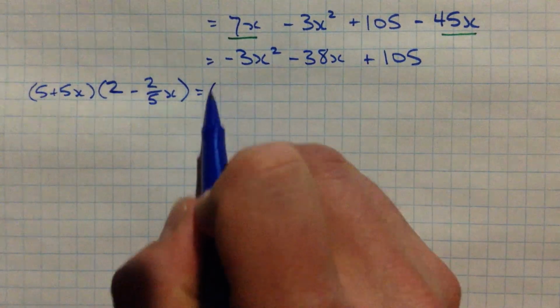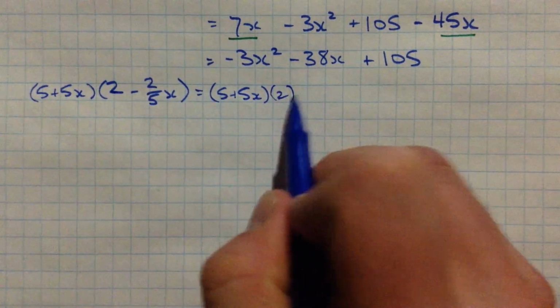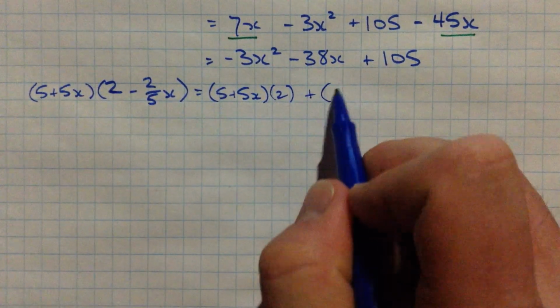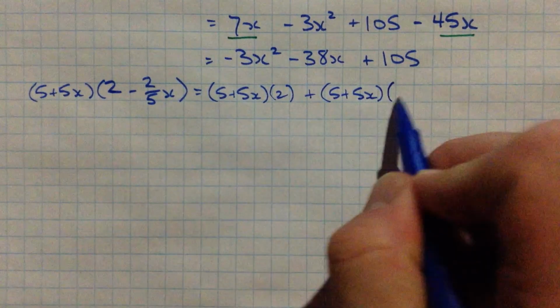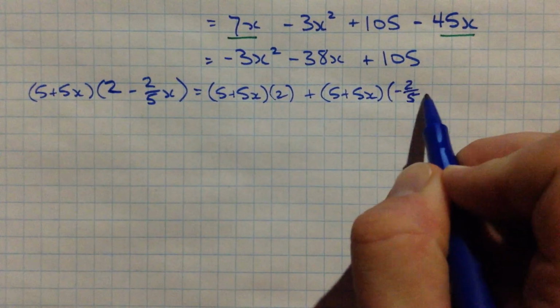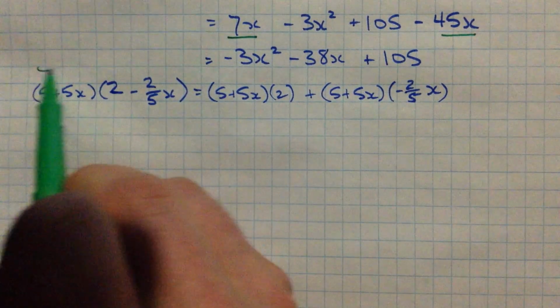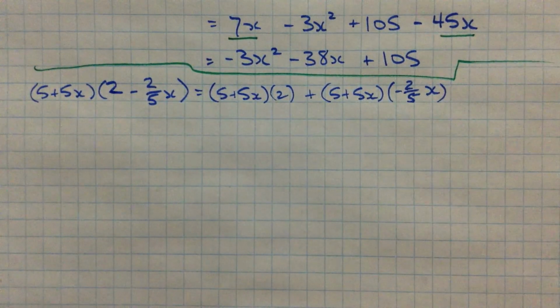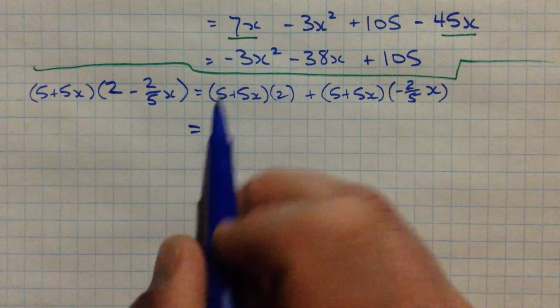Alright, same thing. Let's do 5 plus 5x times the first term, 2, plus 5 plus 5x times the second term, which is negative 2/5 x. I'm just going to draw a little line here. Sorry, that got kind of close to my other question.